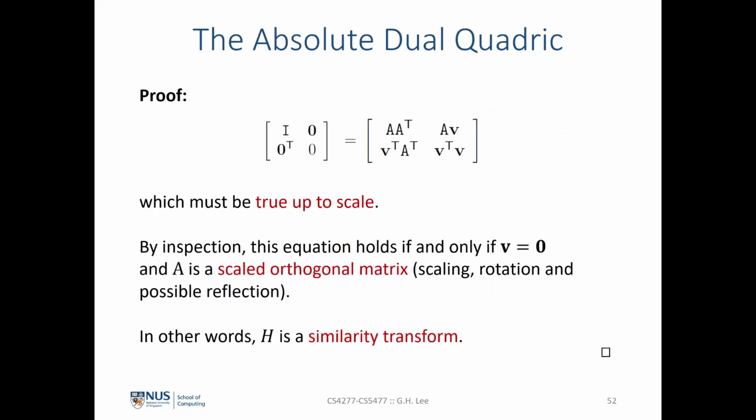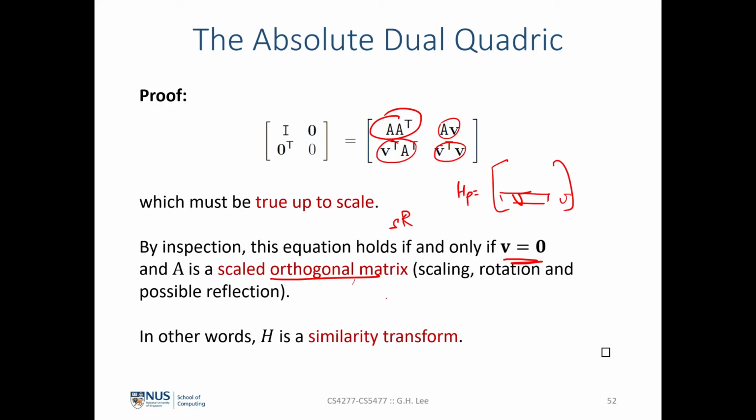And the proof here is that in order for this to be identity, A multiplied by A transpose must be an orthogonal matrix or a scaled orthogonal matrix. This means that it must be a rotation matrix followed by a scale, and these terms here must all be 0. We can see that this will all be 0 if v equals 0, where v is the last three-by-one element of our projective transformation, with the vector here and a small v over here.